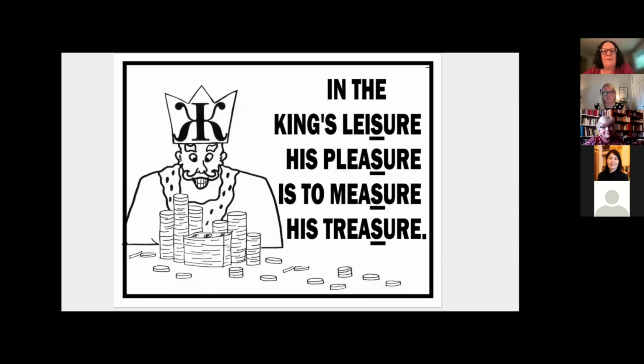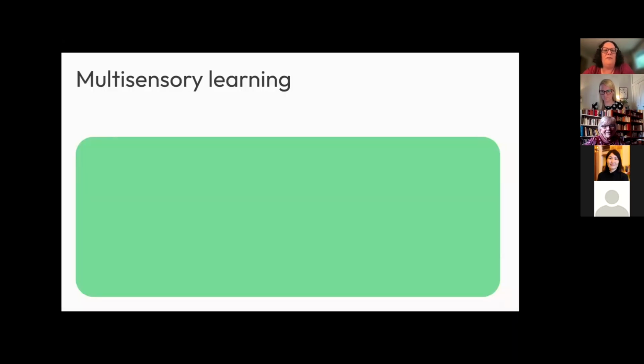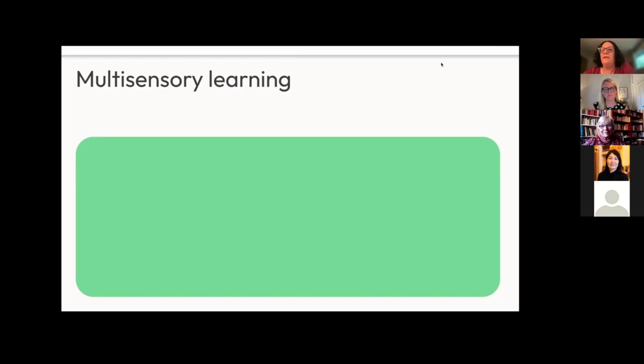And it does at least fit with the shape of the king's crown. You just have to then make the oral connection from king, which has no zh in it, to leisure, pleasure, measure, and treasure. And also the classic hockey sticks. Many of you may use that one already. So those are some examples of embedded mnemonics, which is the version of mnemonics that's been shown to be the most useful for learning new orthography.